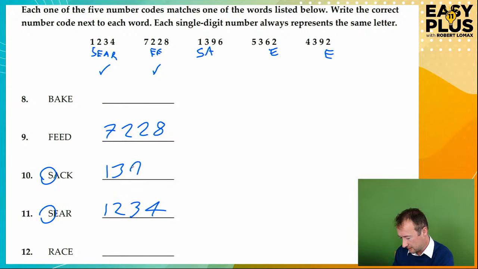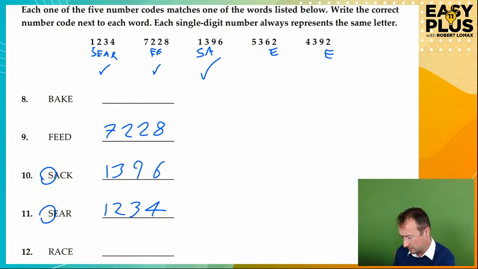1, 3, 9, 6. Oh, that's horrible handwriting. It looks like 4. I'm going to do that again. First tip for 11 plus, have better handwriting than me. Right, okay, anyway, 1, 3, 9, 6.